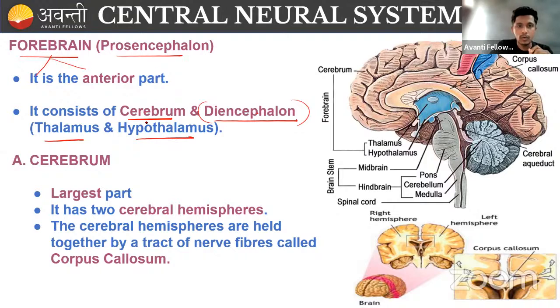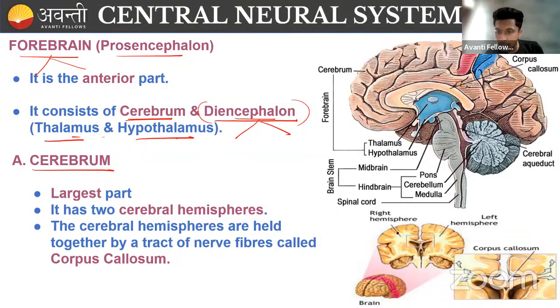So the forebrain is divided into your cerebrum and diencephalon. Diencephalon is again divided into thalamus and hypothalamus. It's not divided, those are the regions. When we talk about the cerebrum, it is one of the largest parts of your forebrain. It occupies a very large area of your forebrain.